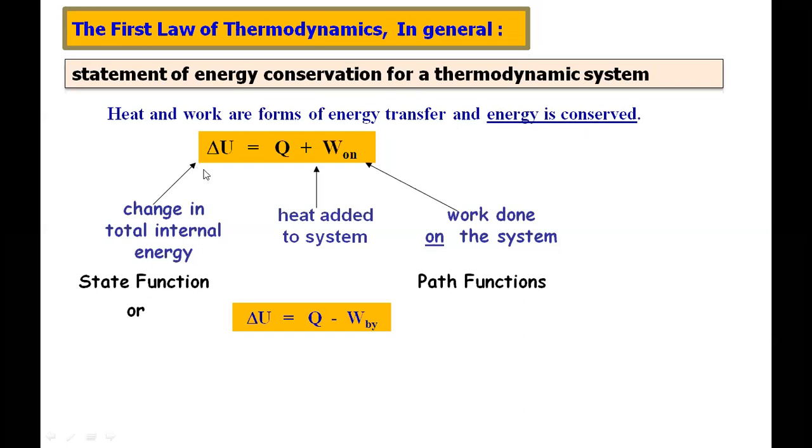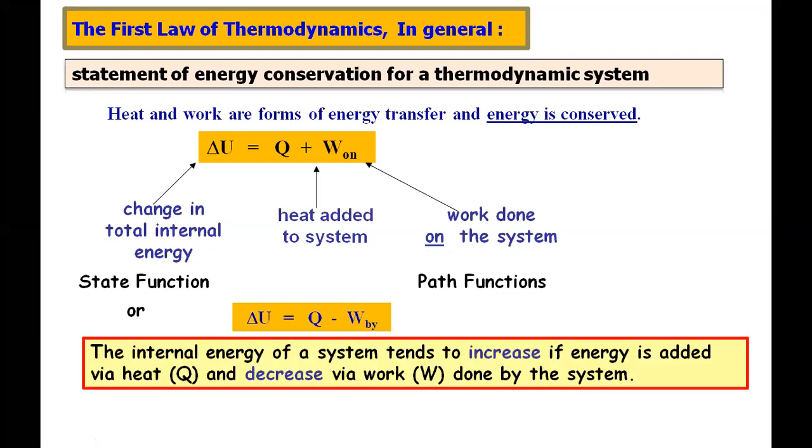So delta U equals Q plus W on. In this case, delta U is the change in total internal energy, Q is heat added to the system, and W on is work done on the system. This is a state function and this is a path function. Or delta U equals Q minus W done by the system.